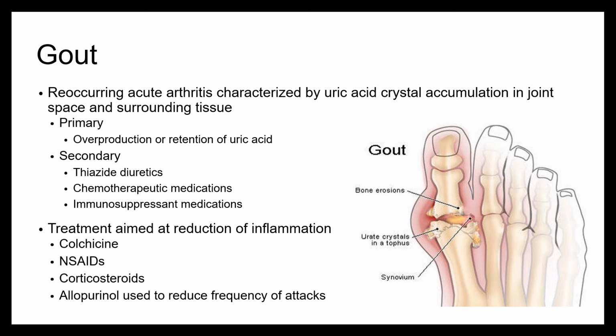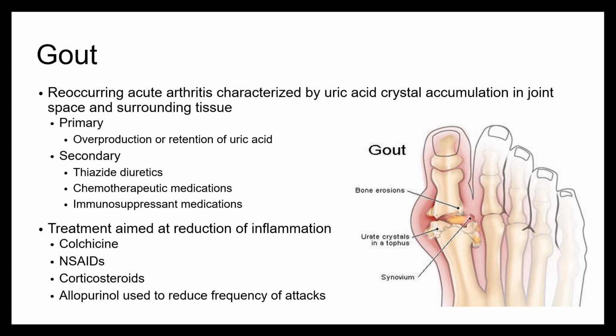Gout can affect any joint in the body, but the big toe is most frequently affected. About 75% of gout attacks occur in the big toe. However, it can also affect joints such as the ankle, the heel, the knee, wrist, elbows, fingers, and even spine. Gout can be primary or secondary in occurrence. Primary gout occurs specifically because of the overproduction or the retention of uric acid. Secondary gout occurs usually due to other types of medication causing problems with excessive uric acid accumulation.